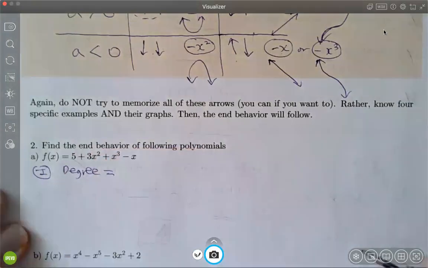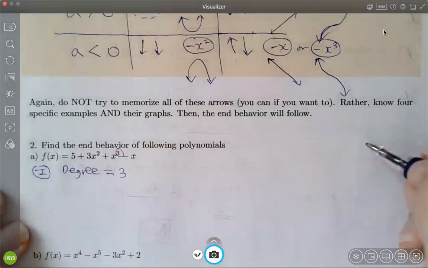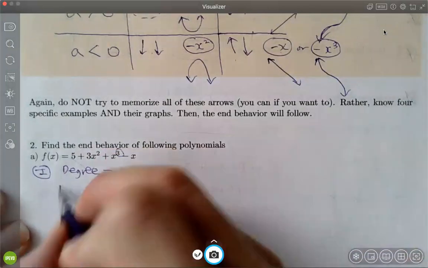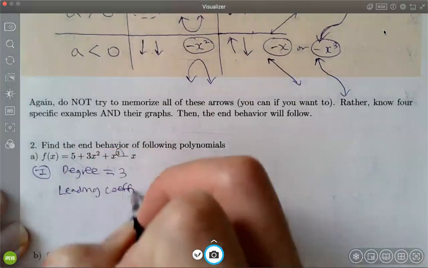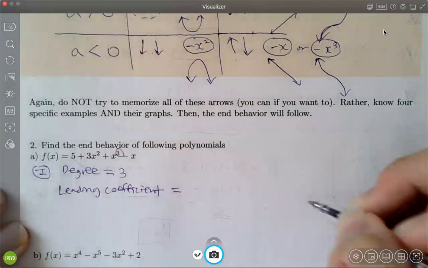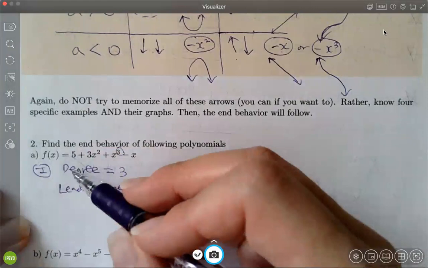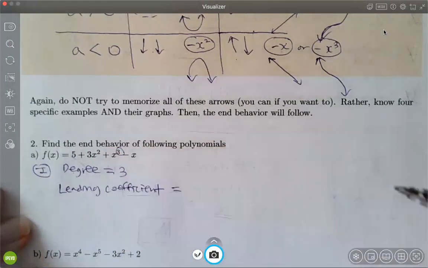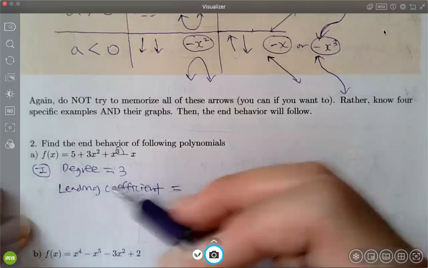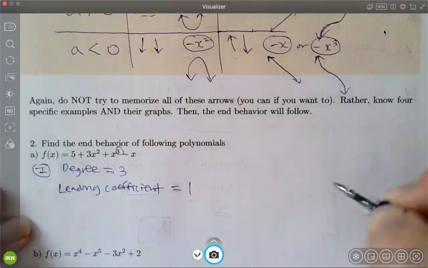Because the degree means the largest exponent, right? So here, what is the largest exponent? 3, right? And now, what is the leading coefficient? The leading coefficient is not 5, right? Remember, the leading coefficient may not be the first number that you see. The leading coefficient has to belong to the degree term, right? So the leading coefficient is 1, right?